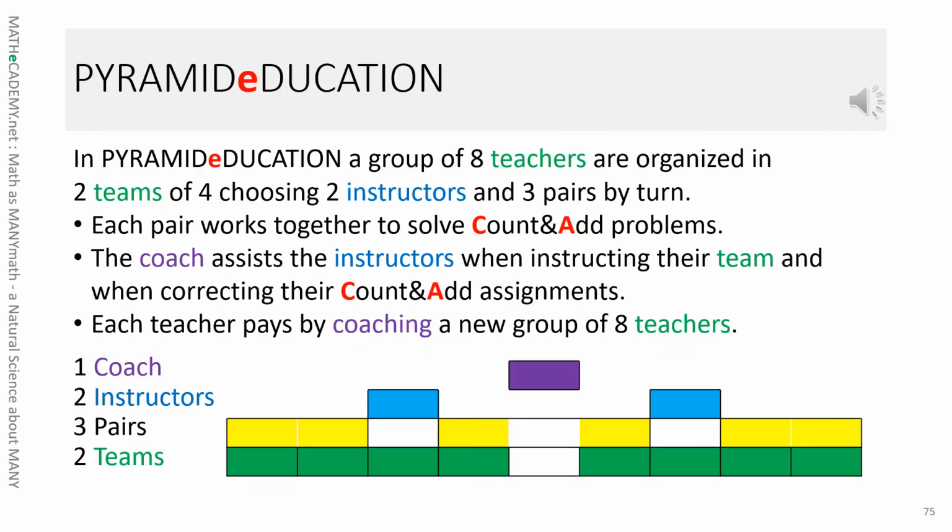Pyramid education. In pyramid education, a group of 8 teachers are organized in 2 teams of 4, choosing 2 instructors and 3 pairs, by turn. Each pair works together to solve count and add problems. The coach assists the instructors when instructing their team, and when correcting their count and add assignments. Each teacher pays by coaching a new group of 8 teachers.